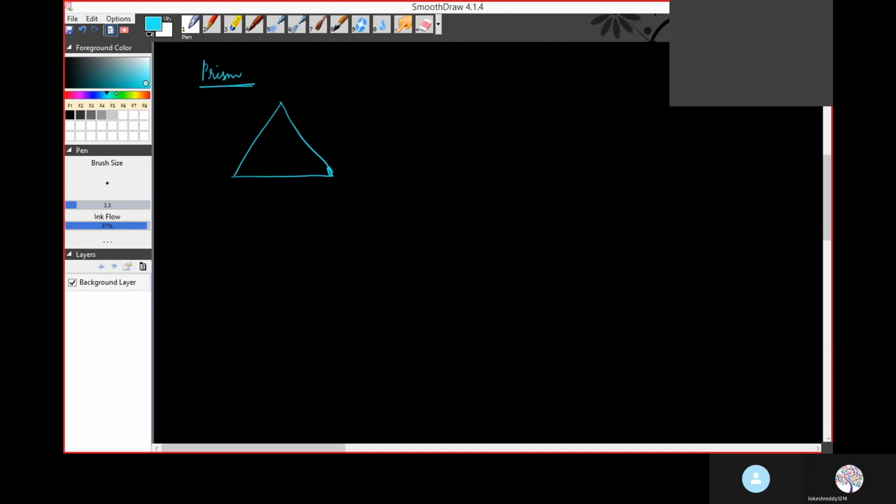The angle here is called the apex angle, the top angle, or else it is called the angle of prism. Angle of prism means the apex angle you need to consider. You should not take this angle or this angle.